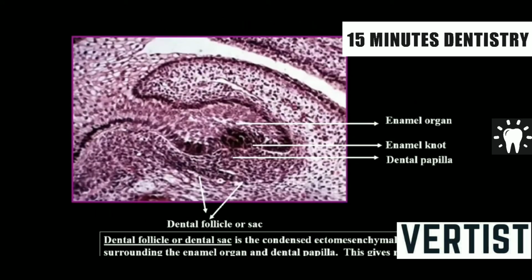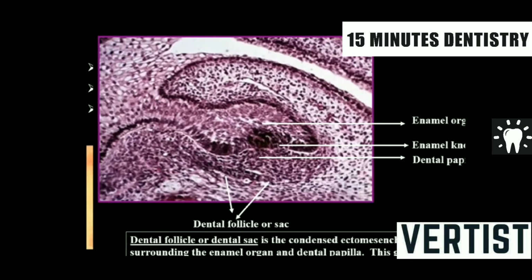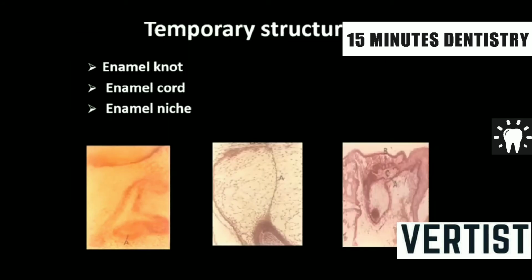Now many times in the exam they'll ask you to describe structures. So if the cap stage comes, you have to talk about enamel knot, enamel niche, and enamel cord also. And the dental follicle, so there are three parts of cap stage. One is enamel organ, dental papilla, and the whole structure is surrounded by dental follicle or sac. So enamel organ, dental papilla, and dental sac form the cap stage. There are temporary structures in case of cap stage, namely enamel knot, enamel cord, and enamel niche.